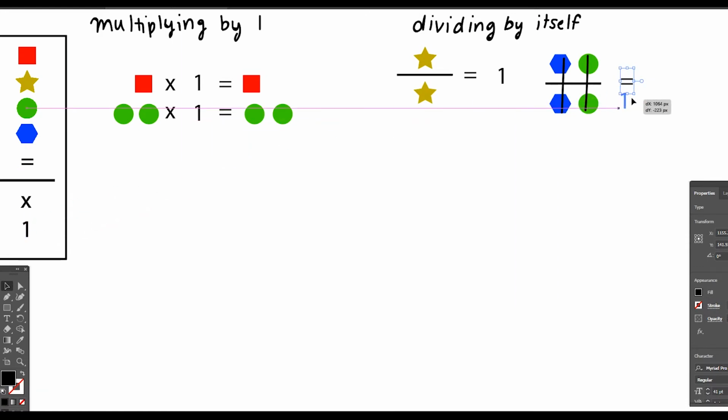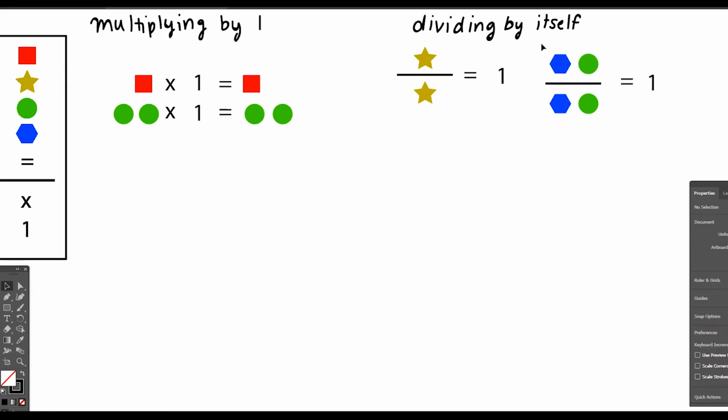Be careful here that you don't think to yourself, oh, maybe it's equal to 11 or maybe it's equal to 2. No, you really are just getting rid of everything. So you're getting rid of the blue hexagon, you're getting rid of the green circle. They're just no longer there. The only thing you're left with is the number 1. Okay?